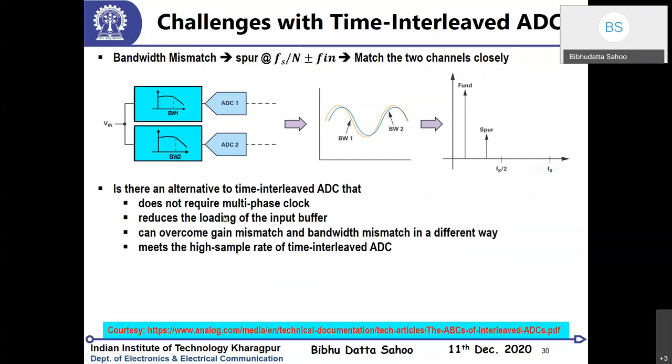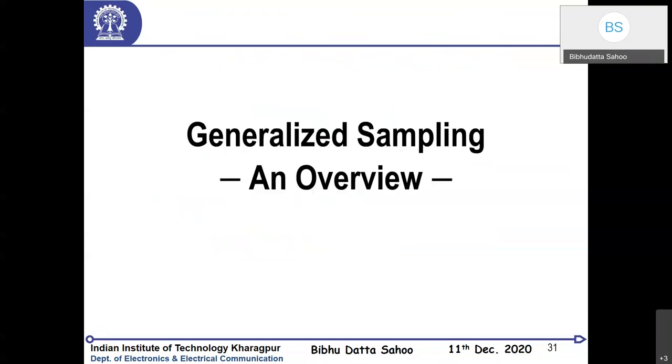Now, is there an alternative to time interleaved ADC that does not require multi-phase clock, reduces the loading of the input buffer, can overcome gain mismatch and bandwidth mismatch in a different way, and meets a high sample rate of time interleaved ADC? That is the goal. And can we explore some other things? So with this, we'll get into the generalized sampling architecture.